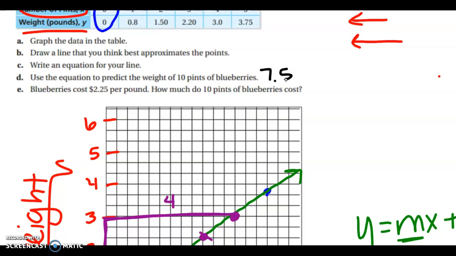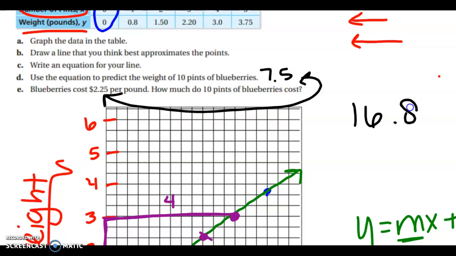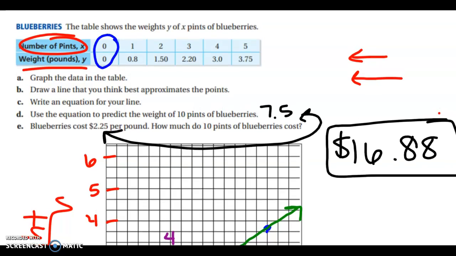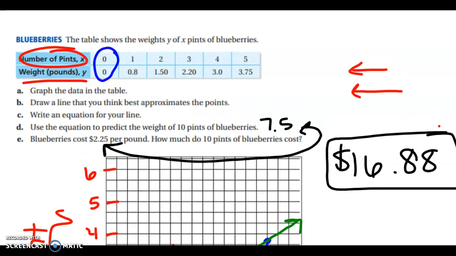Blueberries cost $2.25 a pound. So now they want to know how much do the 10 pints cost? Well, all I need to do is multiply these two numbers together. So I'm going to get my calculator, and I'm going to take 7.5 times 2.25. So that would be 16.875. Let's round it to 16.88. Now remember, that's money, so we have to go 2 places behind the decimal. So $16.88 for 10 pints of blueberries, which is a really good deal, actually, if you know how much blueberries cost right now.